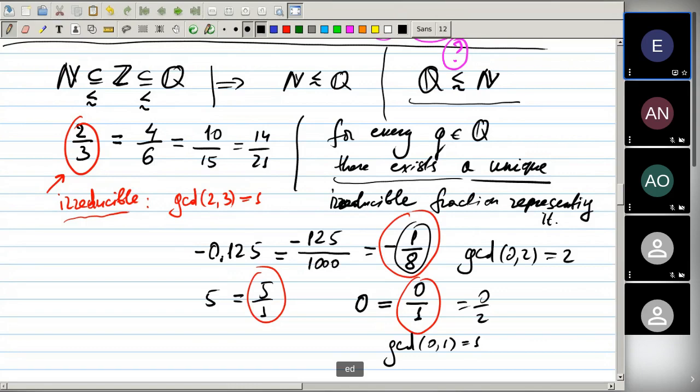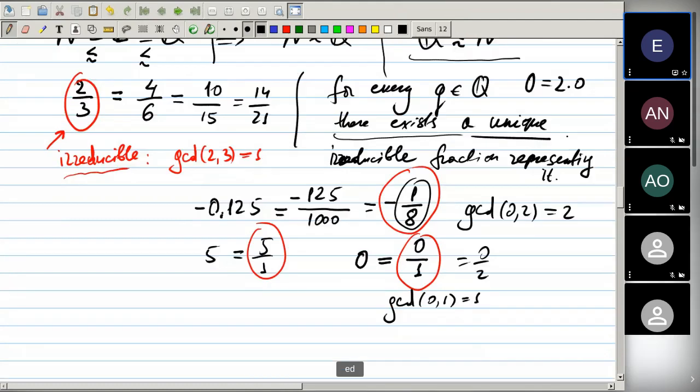Yes, but do you have any doubts that 0 is divisible by 2? 0 equals 2 multiplied by 0. Yeah. So, can we write any irreducible type? Irreducible what? 0 over 1 is an irreducible fraction.